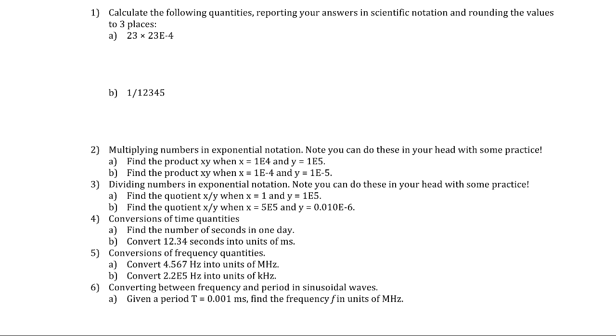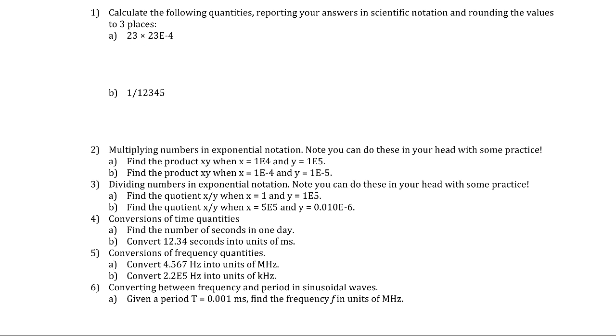Okay, I'm going to do an example problem here on scientific notation, and I'm going to look at problem number 1 on this page. The first part A says to calculate the quantities, reporting your answer in scientific notation and rounding the values to 3 places. I'll do 1A and 1B here. What we have is 23 times 23 times 10 to the minus 4th.